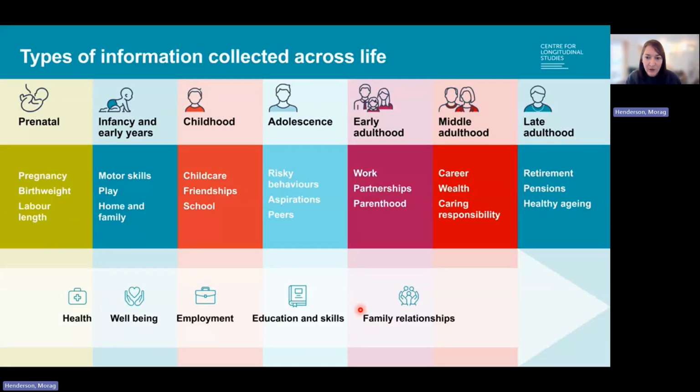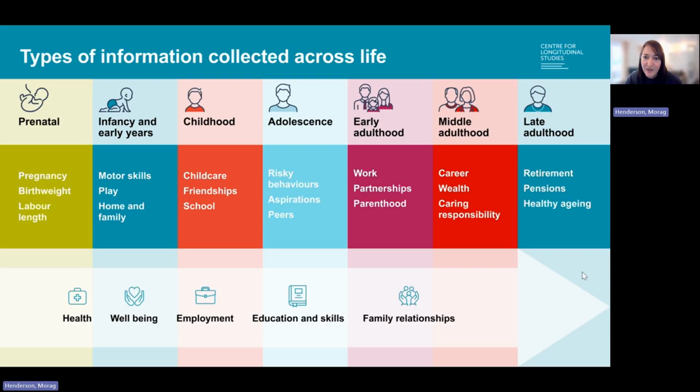The white arrow along the bottom shows the types of repeated measures that are included in the study. Depending on the age and stage of the cohort member, this may be of their parents or of themselves. So in childhood, we do capture employment, but obviously that's of the parents rather than the cohort member themselves. Across the whole life course, we capture measures on health, well-being, employment, education and skills, and family relationships, among many other factors.